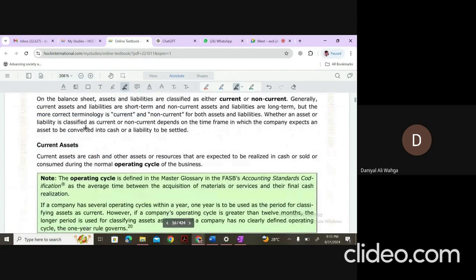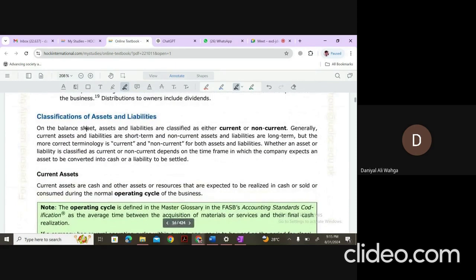Classification of the assets and liabilities: an asset is classified either as a current asset or as a non-current asset. If it is a non-current asset, it can be IAS 16 property, plant, equipment. It can be an investment, a development expenditure, goodwill, an intangible asset, or a long-term investment. It can be an investment in the debt instrument of another company. So these are all your non-current assets. It can be an investment in an associate, or an investment in a joint arrangement or joint venture.